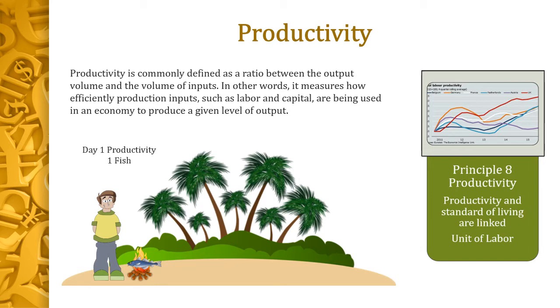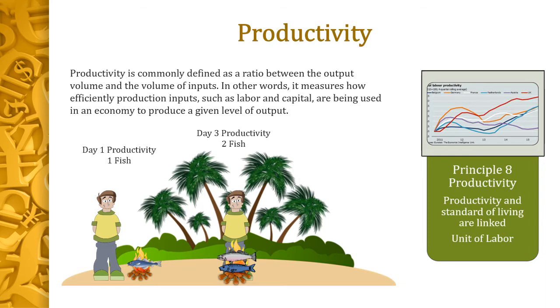But he moves to the middle of the island, and when he goes to try to catch some fish, he can catch 2 fish per day. So the island's GDP, or its production, has increased to 2, but his standard of living has increased too, because instead of having 1 fish for dinner, now he's cooking up 2 fish for dinner.